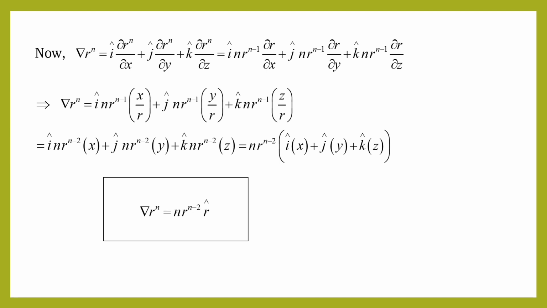From the right hand side, we can take out n r power n minus 2. So what happens? Del r power n becomes n r power n minus 2 times i cap x plus j cap y plus k cap z. What is that vector in the brackets, i cap x plus j cap y plus k cap z? That is nothing but our velocity vector r cap. So if we substitute that r cap there, we obtain del r power n equals n r power n minus 2 r cap. So we are done.